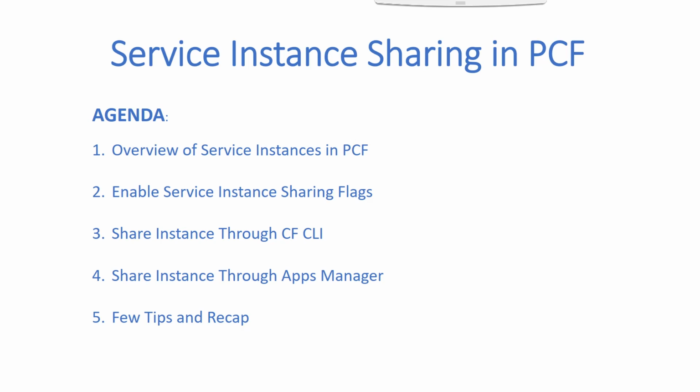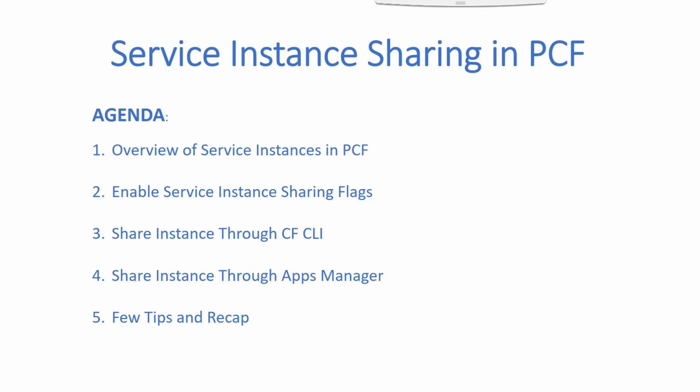Then after that we will try to understand what all the flags which we need to enable in Cloud Foundry before we even start sharing the instances through different methods. There are two methods through which you can share the service instances. One is CFCLI and the other one is Apps Manager. We'll be talking about both of them in detail. In the last, we'll be talking about some tips, and we will also be recapping all the things we have learned today.